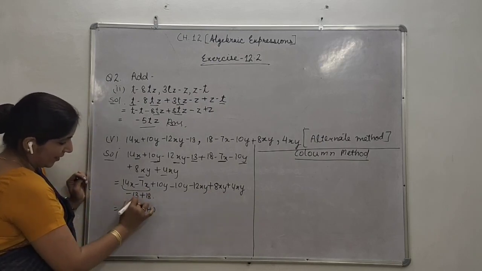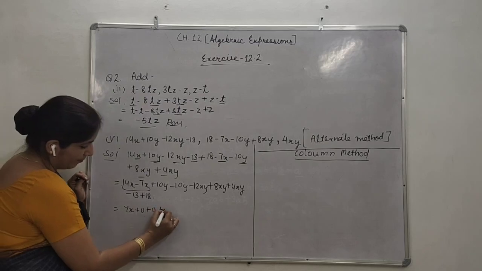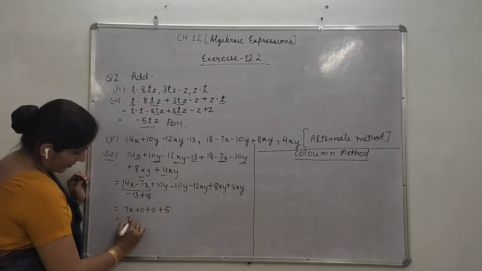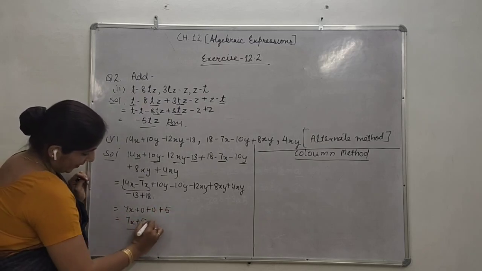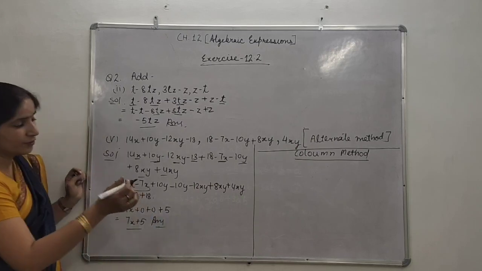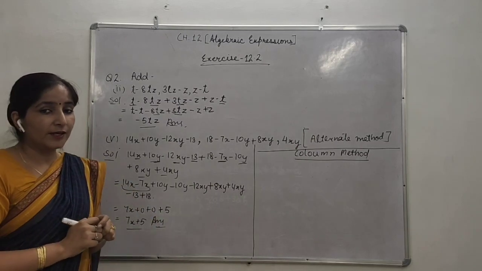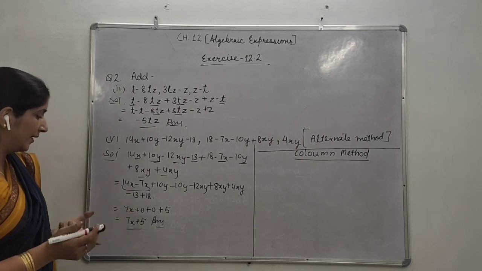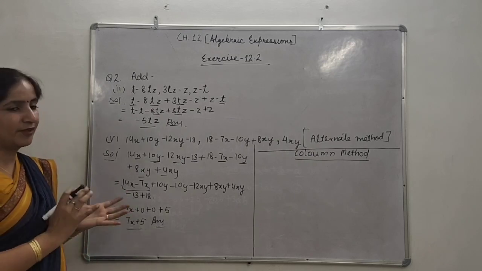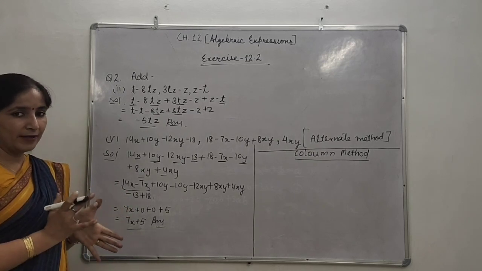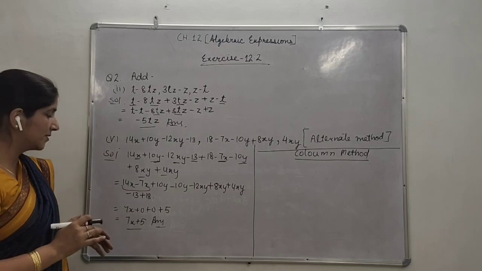Now after solving, minus 13 plus 18 will become plus 5. So lastly the answer is 7x plus 5. Now we have to see, will the same answer come in the column method also? So let us see. Definitely it will come the same. The methods are different, but the result will come out to be the same.